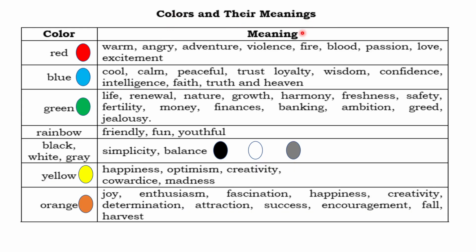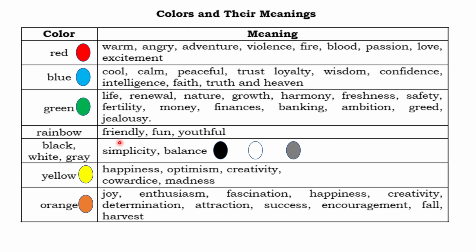Colors and their meanings. Red: warm, angry, adventure, violence, fire, blood, passion, love, excitement. Blue: cool, calm, peaceful, trust, loyalty, wisdom, confidence, intelligence, faith, truth, and heaven. Green: life, renewal, nature, growth, harmony, freshness, safety, fertility, money, finances, banking, ambition, greed, jealousy.